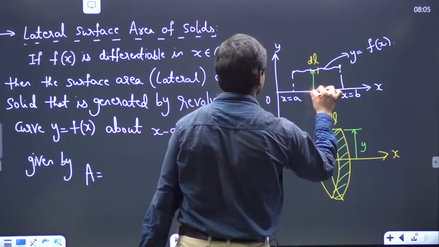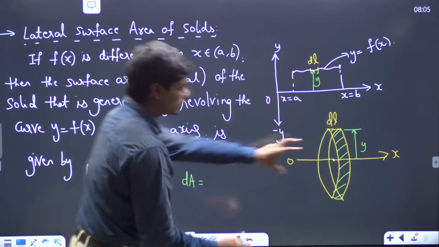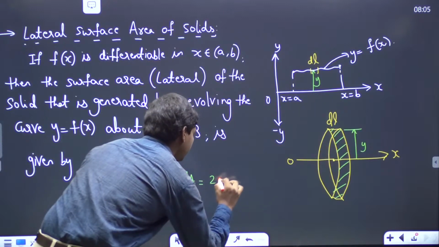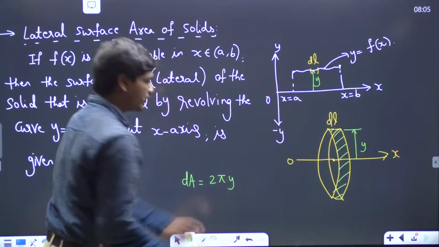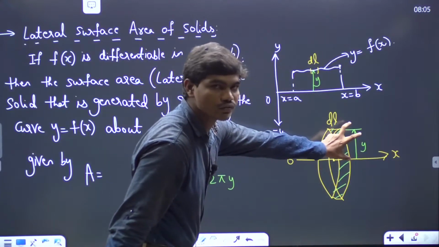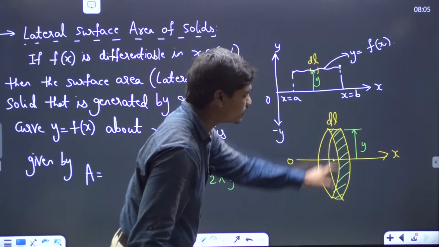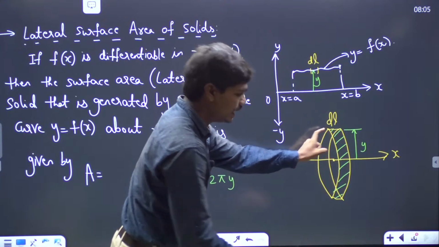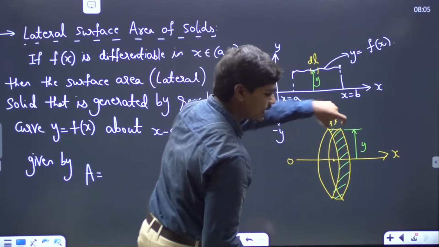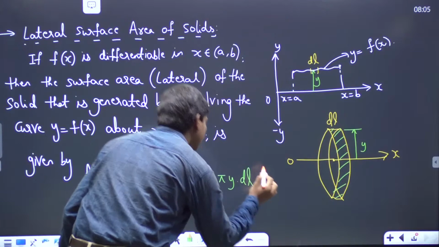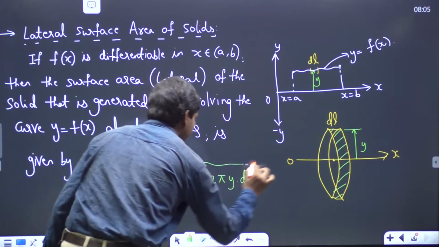Similarly, this height is also y. So this is a disk. Can we write 2 pi y, where y is basically the radius of the disk? So 2 pi y will give me the circumference of this disk, multiplied by this portion dl. Yes or no? Can we write this expression for dA or not?